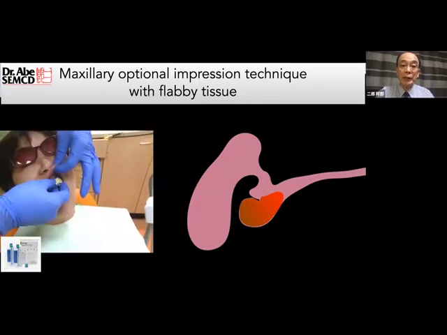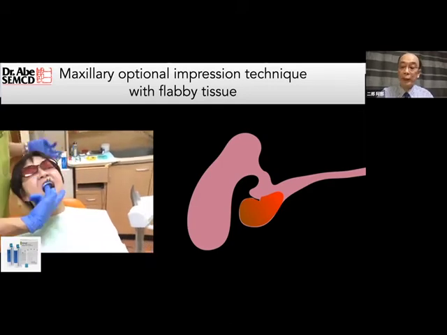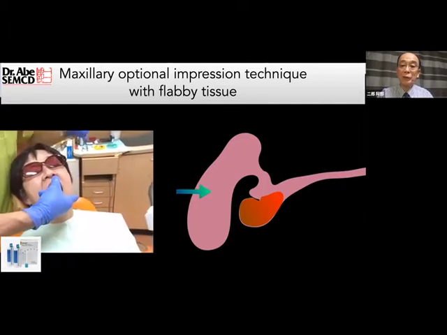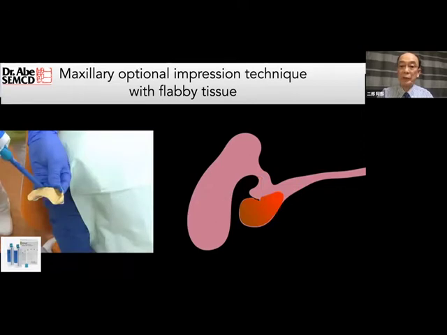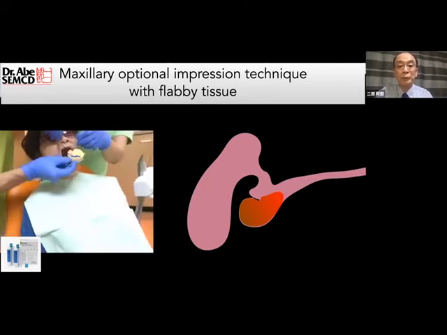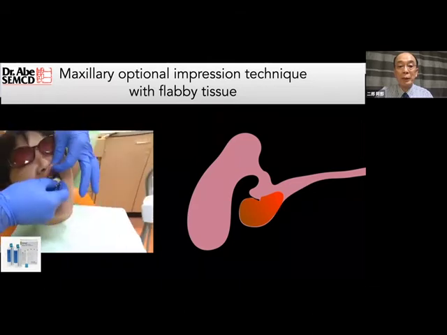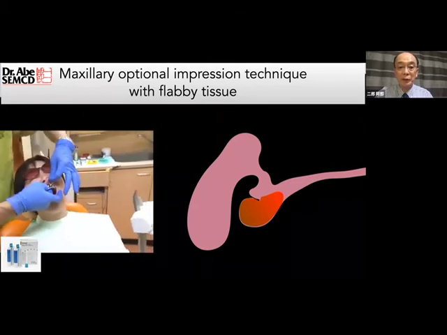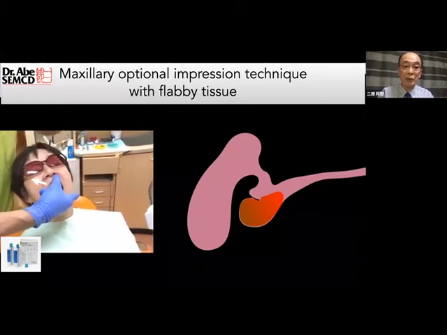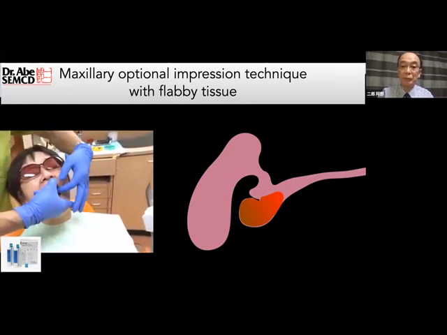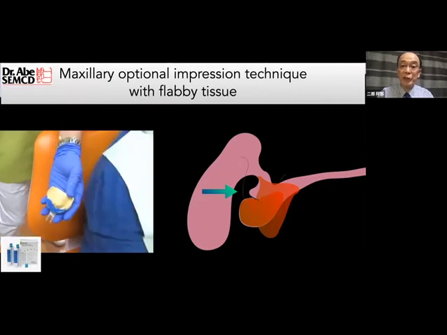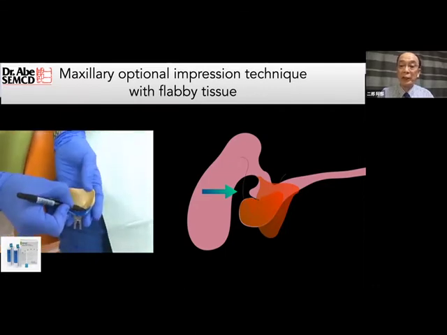Seat the tray, and first apply pressure vertically, and next, push the tray backward to bounce back the floppy tissue, like this. Okay, press it back, and first apply pressure vertically, and next, push so the floppy tissue bounces back. Like this. If the inflamed floppy tissue persists, the inflammation will progress further and the condition will deteriorate.